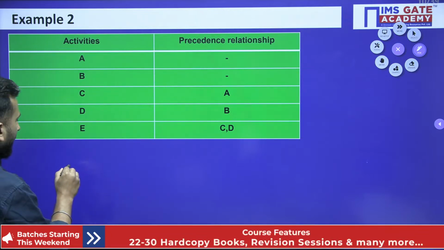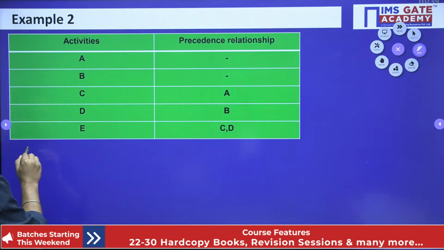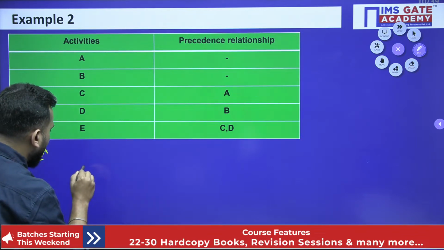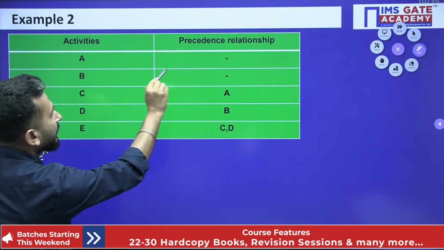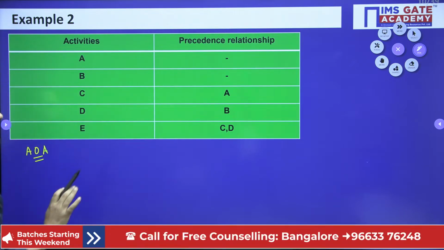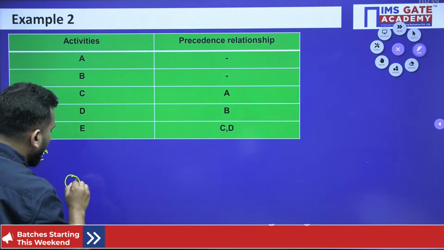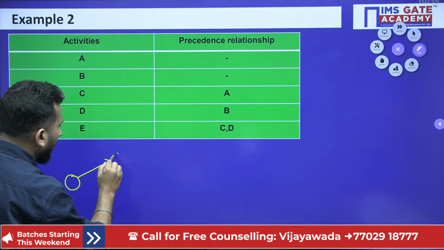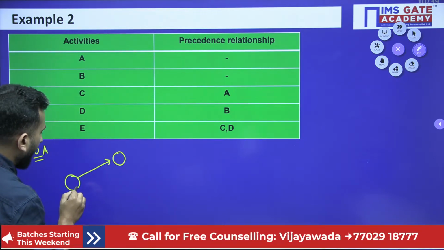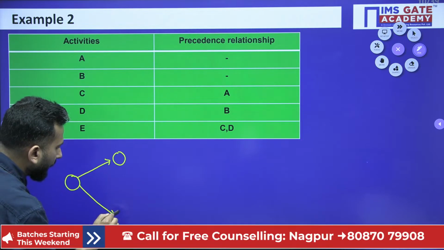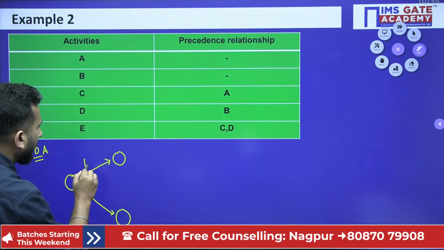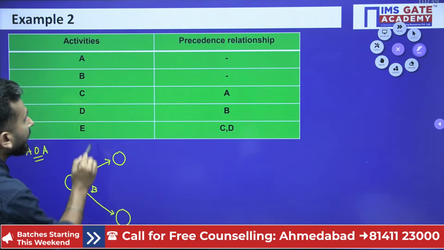So, my dear friends, activity on arrow I am taking. What are the activities? Activities are A and B, and what is the precedence relationship? There is no precedence relationship over here. So, I am taking a starting node. I am drawing activity A. I am drawing activity B.